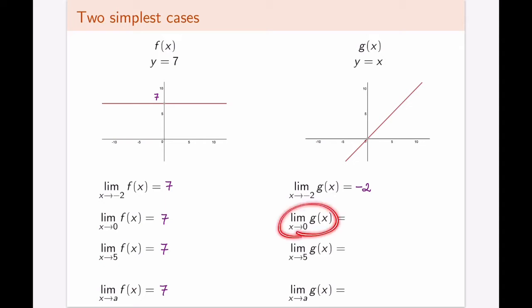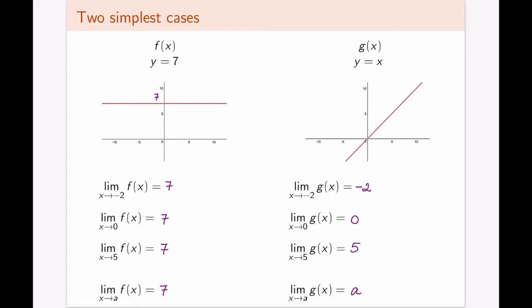If x approaches 0, we can reason very similarly that y will also approach 0. If x approaches 5, then y would also approach the value of 5. In fact, it becomes fairly clear that if x approaches any value of a, then the y, simply by virtue of being equal to x, will also approach this value of a.